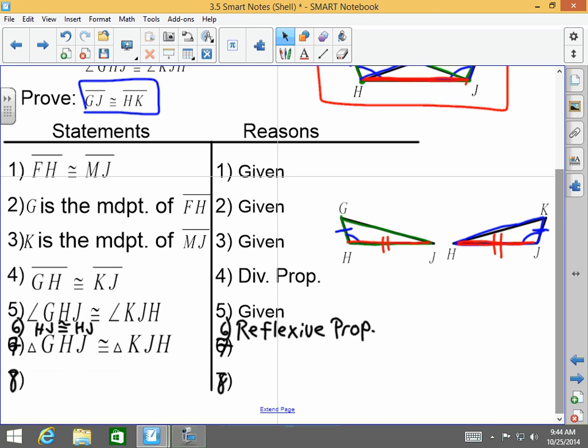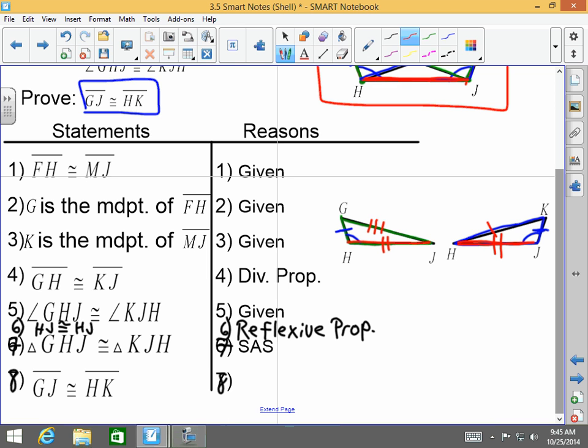And now we can go to step 7, which is that triangle GHJ is congruent to triangle KJH because of side angle side. And now that we know that they're congruent, we can easily state that GJ is congruent to HK because of CPCTC. Corresponding parts of congruent triangles are congruent. And once again, I do apologize about step 6. Without that, you cannot prove anything else here.